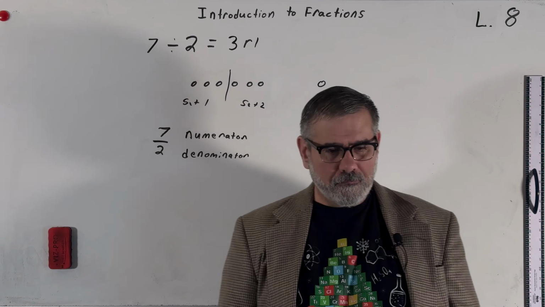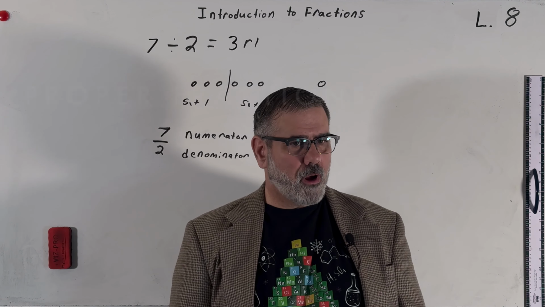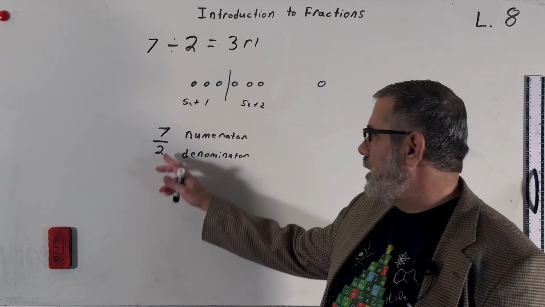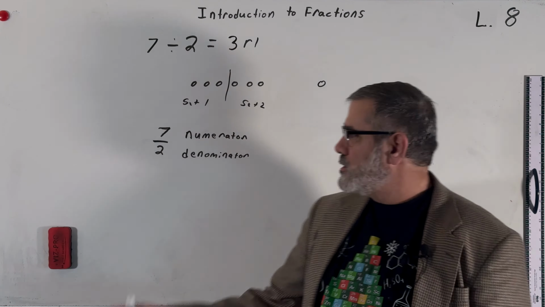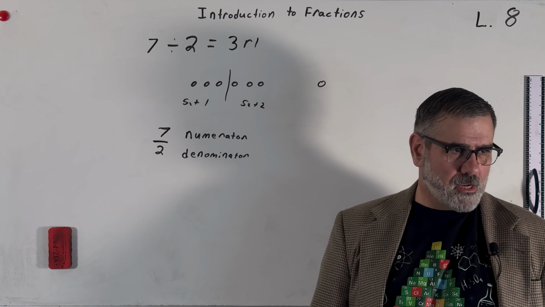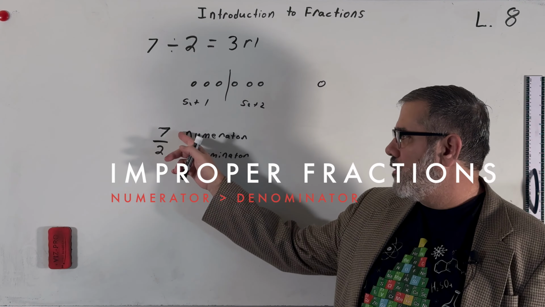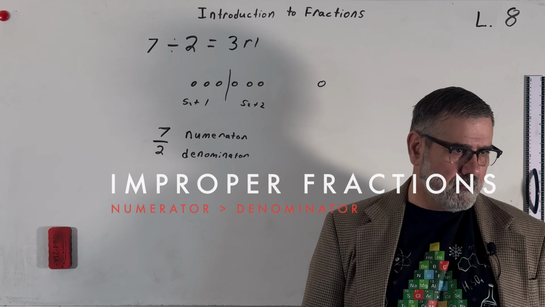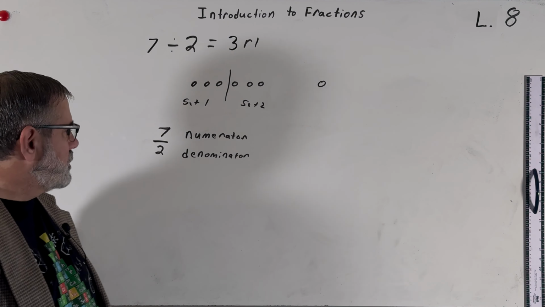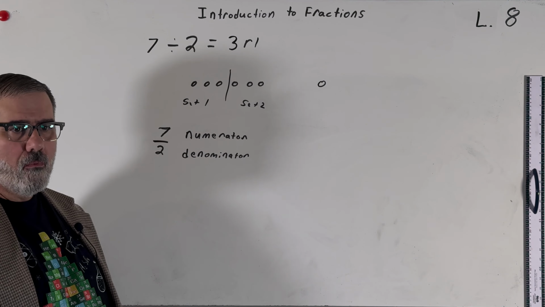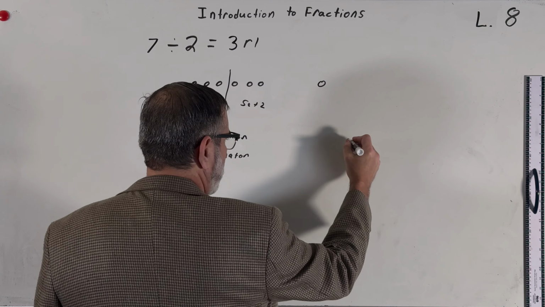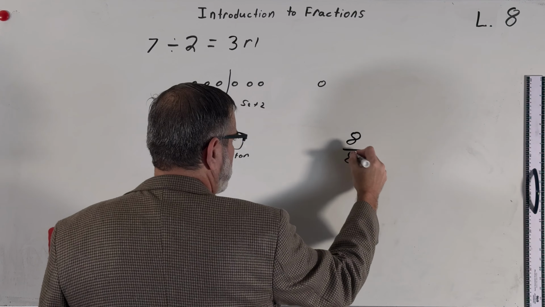Now, there are 2 types of fractions, proper fractions and improper fractions. And I'm going to show you the difference now. But first, let me just point out that 7 halves, because the numerator is larger than the denominator, we would call this an improper fraction. So improper fractions are when the numerator is bigger than the denominator. Just out of curiosity, if the numerator was equal to the denominator, what would that be? So if I gave you a fraction and I said, how about 8 over 8?